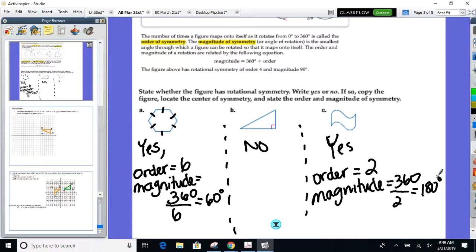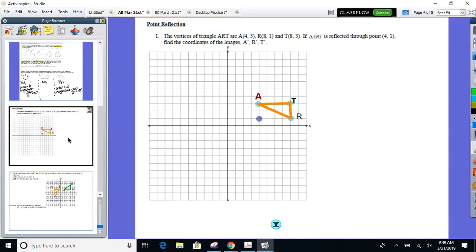All right, good breather. Now, going back to reflections. The only thing I've asked you to reflect over is a line so far. Everyone agree? Y-axis, x-axis, x equals 2, y equals 3, y equals x. Now I want to reflect through a point. Can we do it? Reflect through a point instead of a line. So go ahead, everyone. Set up triangle ART, A-R-T. Just make sure you figure out how to rotate through a point.